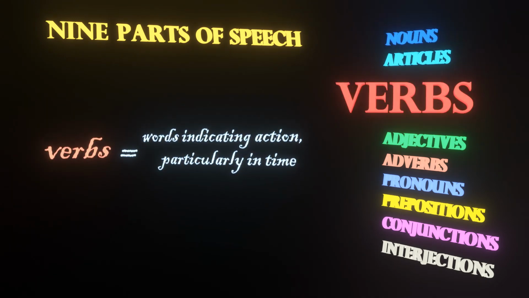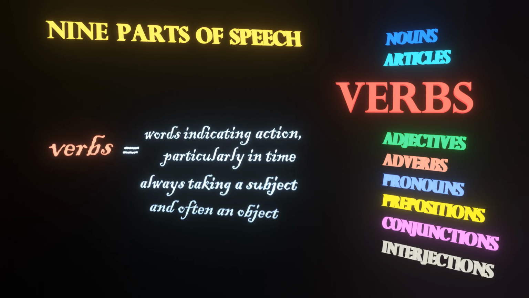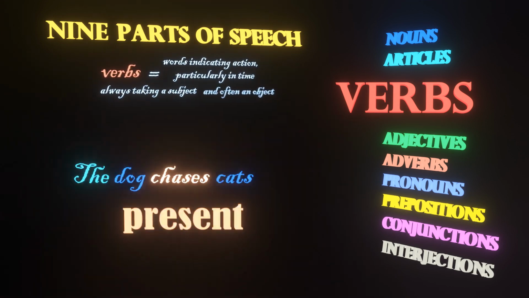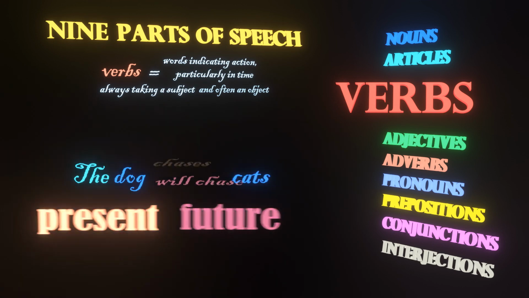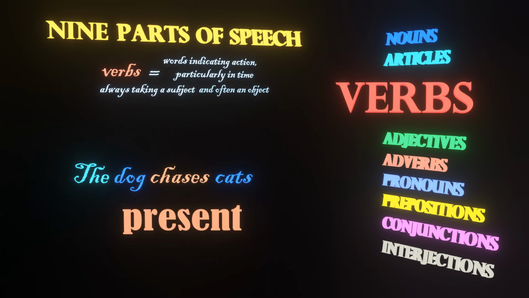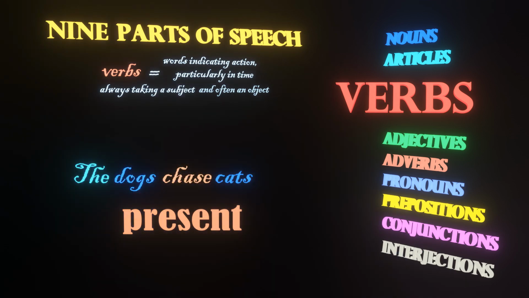Verbs express action and always take a subject. Many verbs can take an object, but don't necessarily have to. In their natural state, they will communicate when the action took place. This is called its tense, and can provide other useful information, such as how many subjects were performing the action. But that's getting into it a little much.